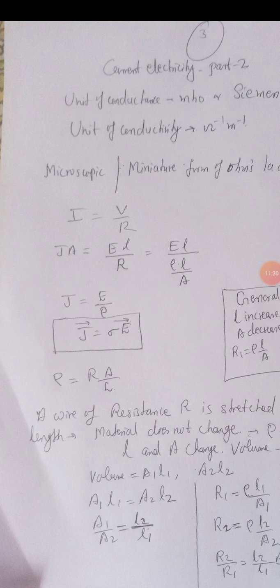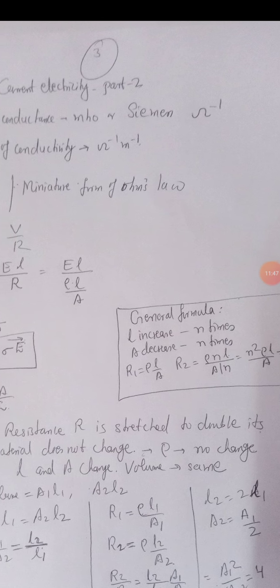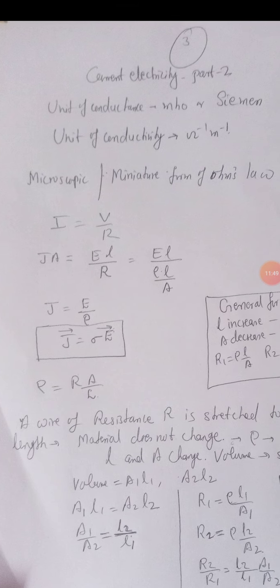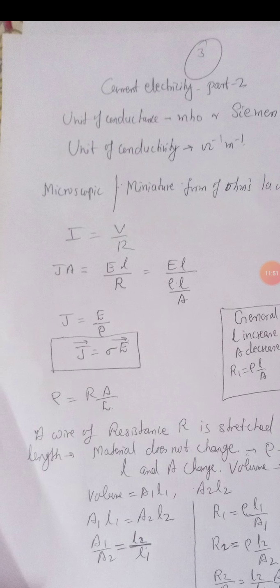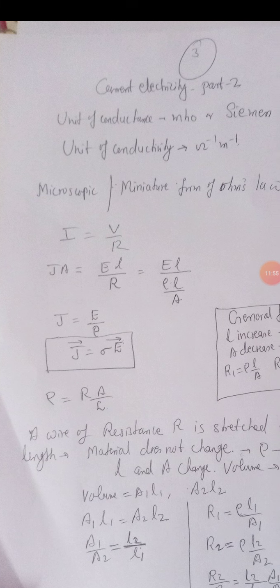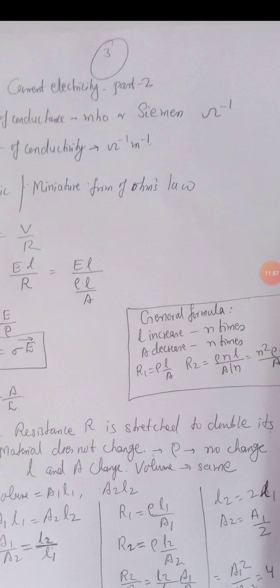Now student, about the properties of resistance, let's talk about one numerical part of it. Suppose, student, we have a wire of resistance R and it is stretched to double its length. Now see student, listen very carefully. A wire of resistance R is stretched to double its length.